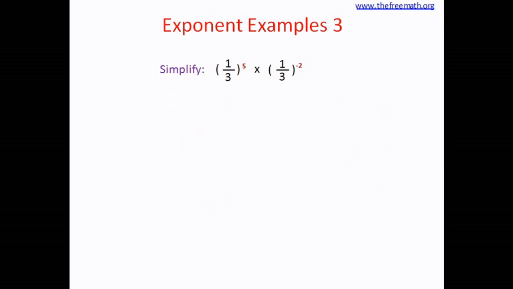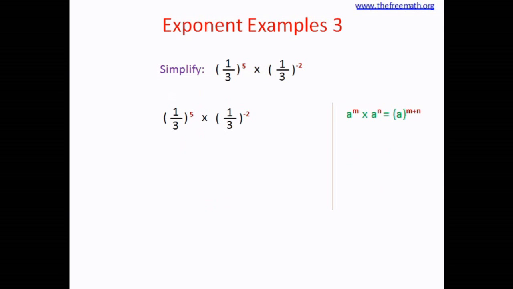Let's look at the next example. Simplify 1 over 3 to the power of 5 multiplied by 1 over 3 to the power of negative 2. If you look at the problem carefully, you can see that the bases are the same and only the exponents are different. So we can use this rule that when the bases are the same and when we are multiplying two numbers, we simply add the exponents.